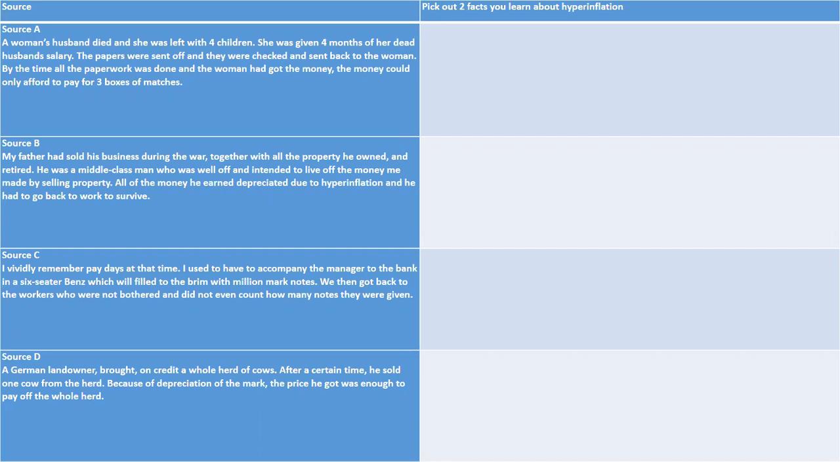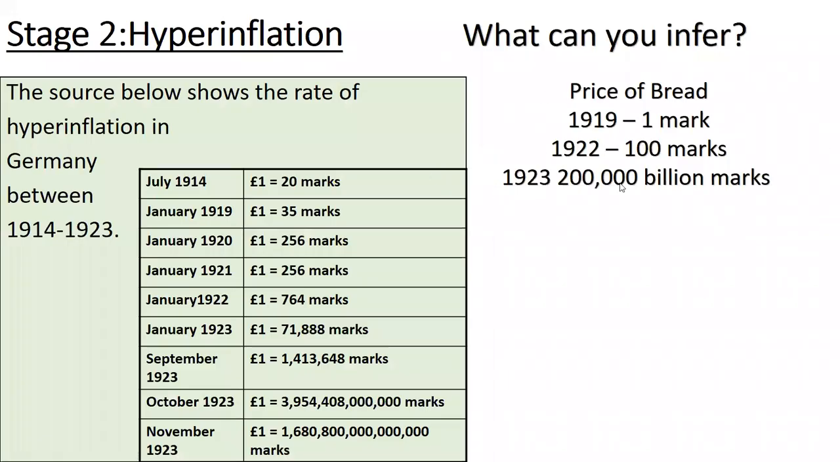Four months of someone's salary. By the time the paperwork had gone through, the value of that person's salary was worthless. Families were starving. Children were suffering. Inheritance meant nothing during hyperinflation because money became worthless. If that person had left, let's say, 4,000 marks to the family, by 1923 they would not even come close to buying a loaf of bread.